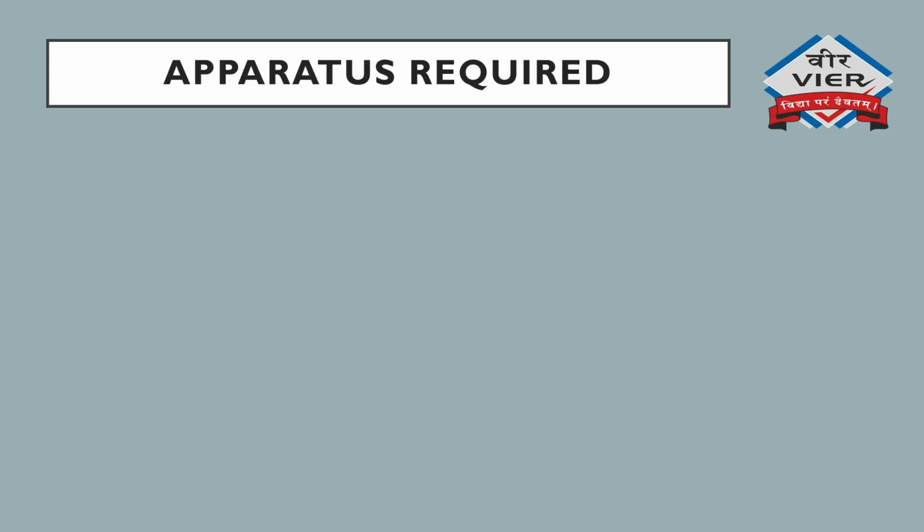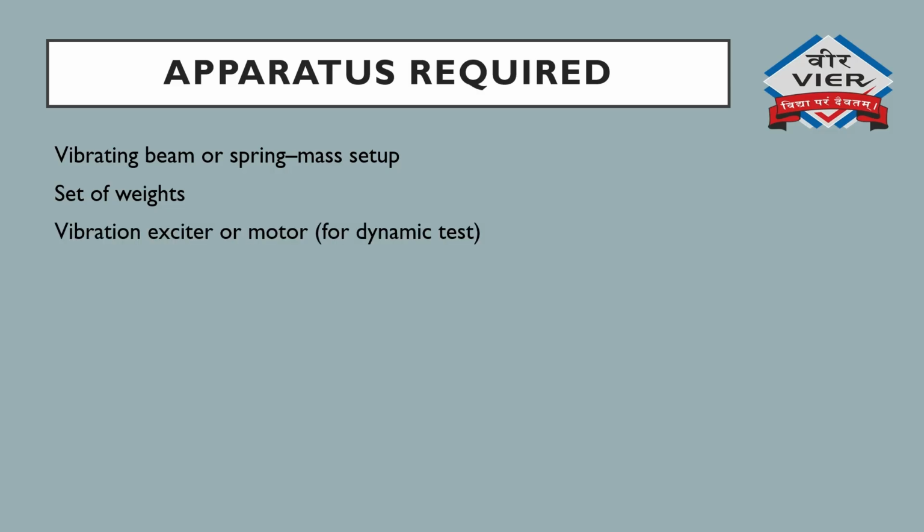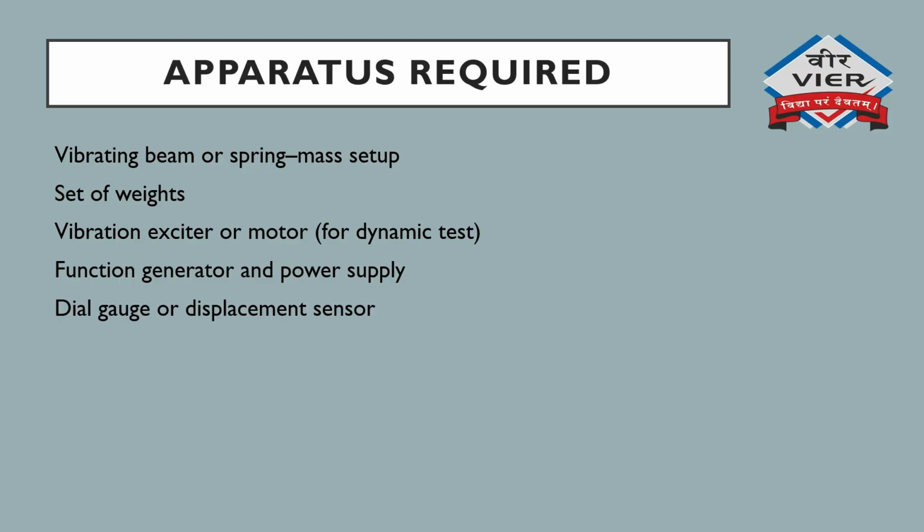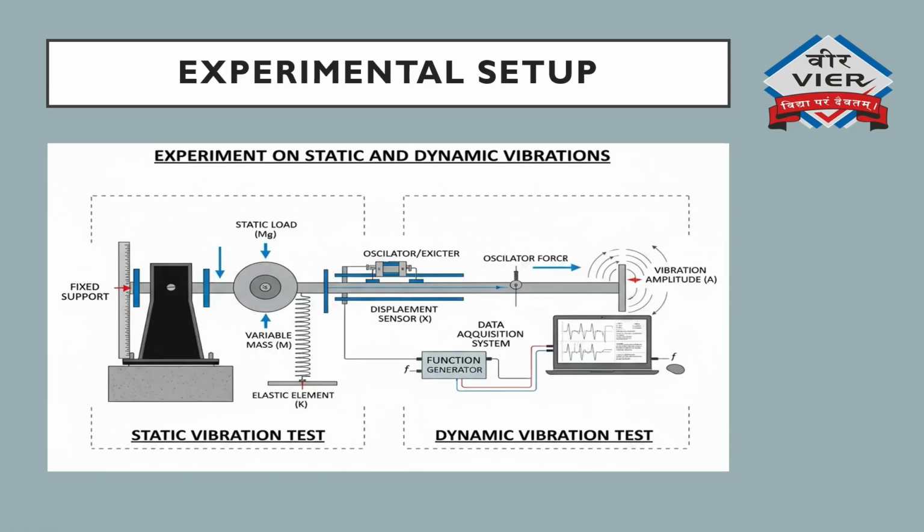The apparatus required are a vibrating beam or spring mass setup, a set of weights, a vibration exciter or motor for the dynamic test, a function generator and power supply, a dial gauge or displacement sensor, and a stopwatch or oscilloscope. The experimental setup includes this type of system where we can see the static vibration test and dynamic vibration test.